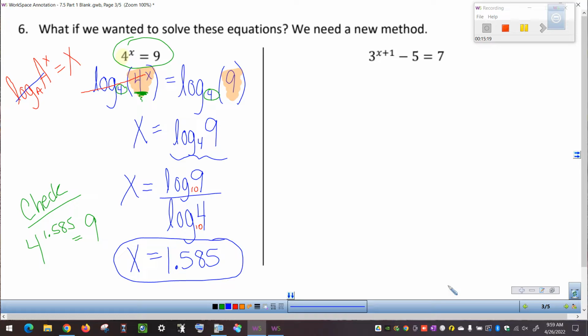All right. Let's take a look at the next problem we have over on the right-hand side. Before we take the log of both sides, we have to have the exponential part completely by itself. The piece that's holding up the exponent, we don't want there to be anything else on that side of the equation. So notice that we need to get rid of this minus 5. Let's go ahead and add 5 to both sides.